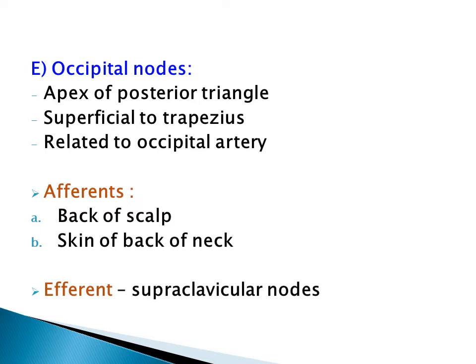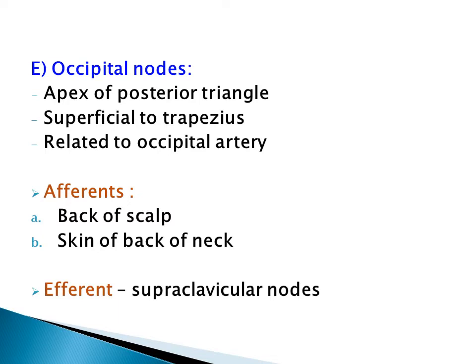Which are the areas drained by them? They drain the back of the scalp and lymph from the skin of the back of the neck. So from these areas, afferent lymphatics reach the occipital nodes. From there, the efferents drain the lymph into the supraclavicular nodes. You remember learning about the supraclavicular nodes during our dissection of the posterior triangle. The supraclavicular nodes are located in the posterior triangle.